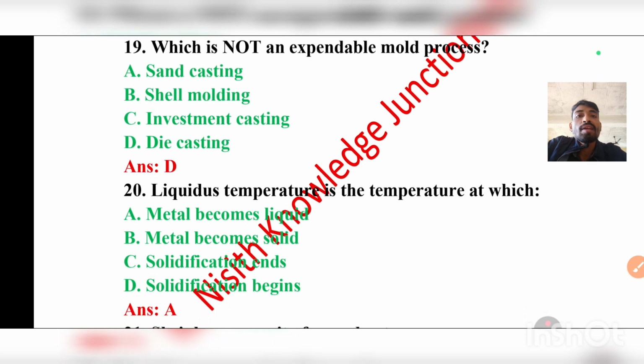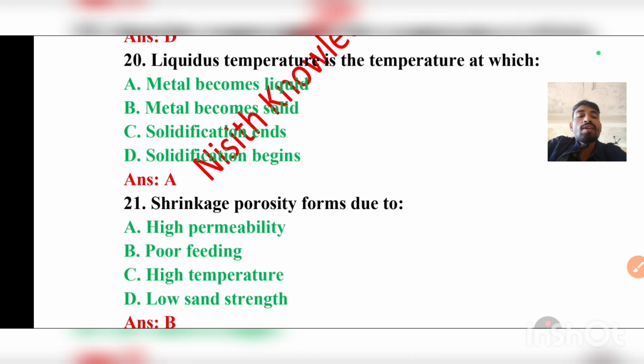The option number D. Question 20, so see, liquidus temperature is the temperature at which metal becomes liquid, metal becomes solid, solidification ends or solidification begins. The correct answer is your metal becomes liquid. The liquidus temperature क्या होता है? यहाँ पर metal becomes liquid होता है.